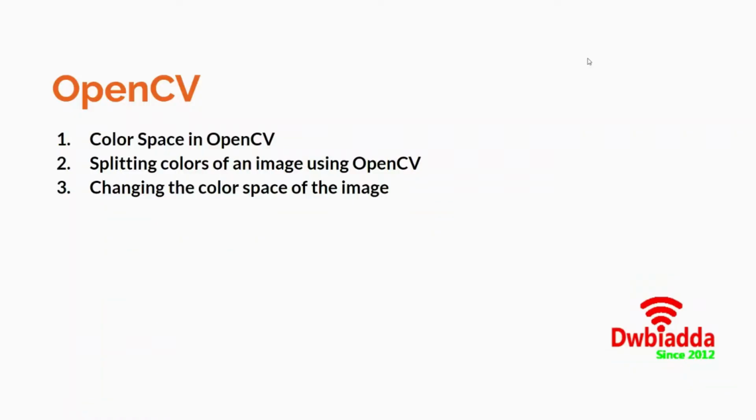Hello everyone, welcome back to the playlist on computer vision. So in the last video lectures we have seen how we can use OpenCV to open an image, draw basic shapes like rectangles, squares, circles and line segments using OpenCV, write text over an image, and in this video lecture we'll be talking about color space in OpenCV.